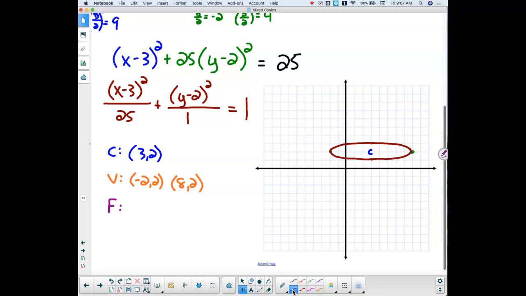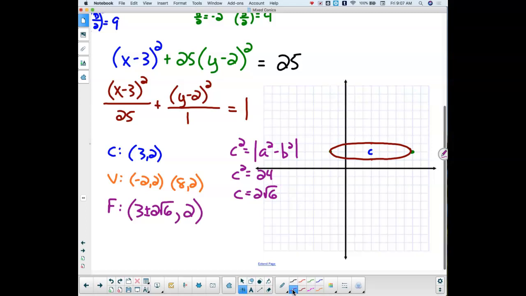Simplified radical form, right? Okay, so how did we get there? Talk to me. C squared is what? A squared minus B squared, absolute value. So that's going to be 25 minus 1, which is 24. So that's going to be 2 square roots of 6. So then my foci are going to be at, because they're left and right, 3 plus or minus 2 square roots of 6, comma, 2.